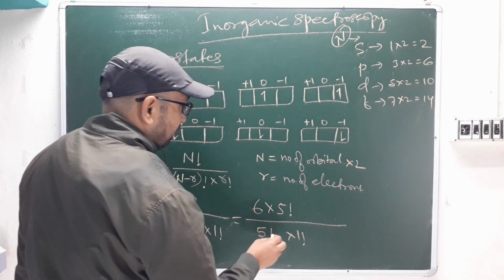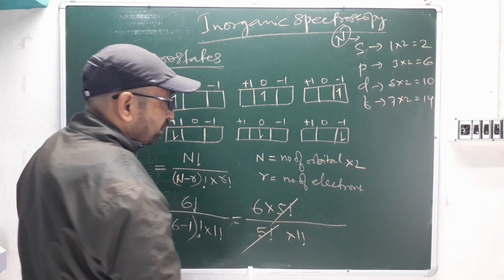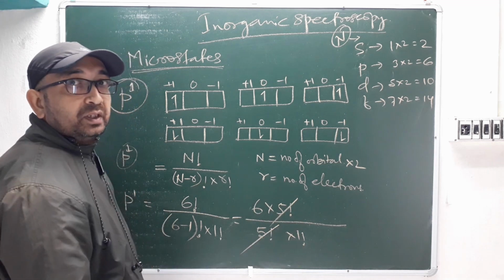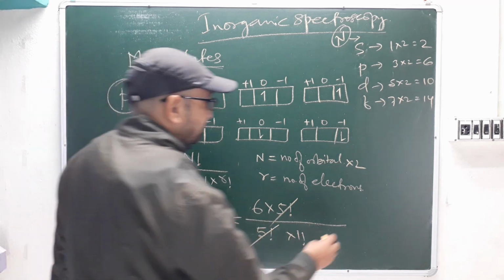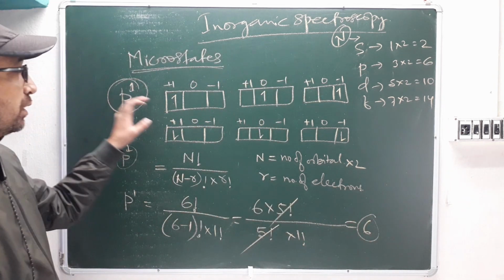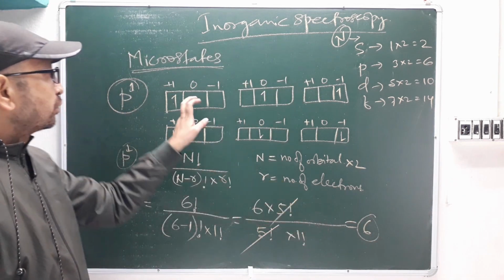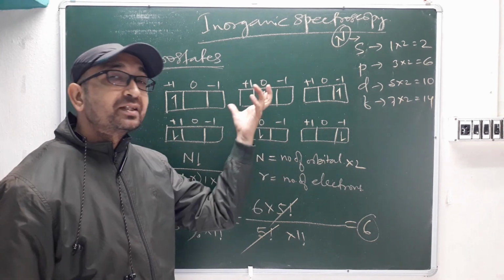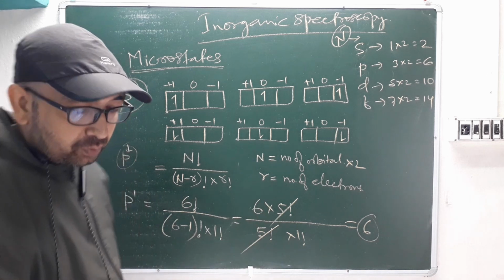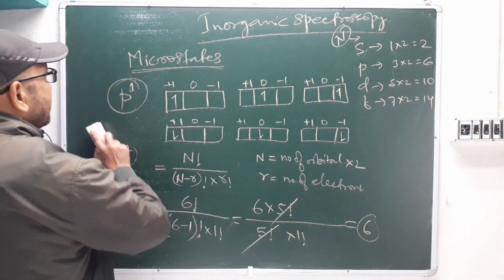So what will happen? This 5 factorial and this 5 factorial will get cancelled. If you are dividing anything by 1, it will be 6 only, right? So 6. See the number you are getting for P1, number of microstates is 6, right? So 1, 2, 3, 4, 5, 6. These are the possible arrangement microstates we are finding. For D, we will find it out, okay? Let's see for D how much it is coming.